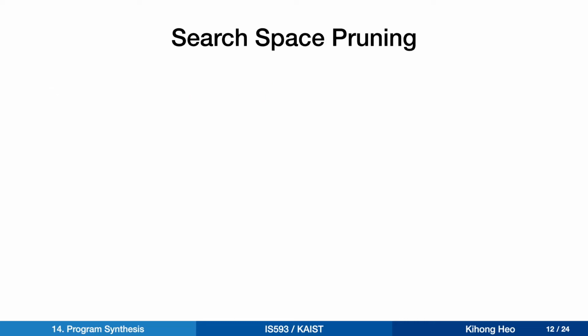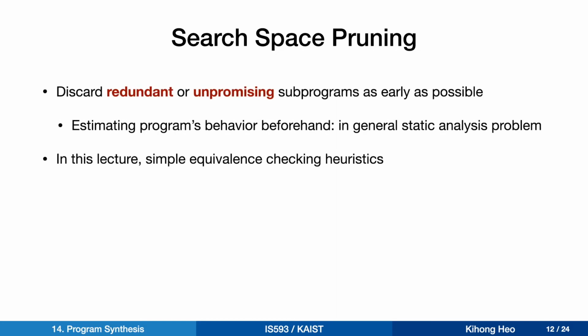As we have seen before, the search space is very huge, so we need efficient search space pruning techniques that discard redundant or unpromising subprograms as early as possible. This is actually a static analysis problem in that it has to estimate programs' behavior beforehand. But in this lecture, we simply consider simple equivalence checking heuristics here.